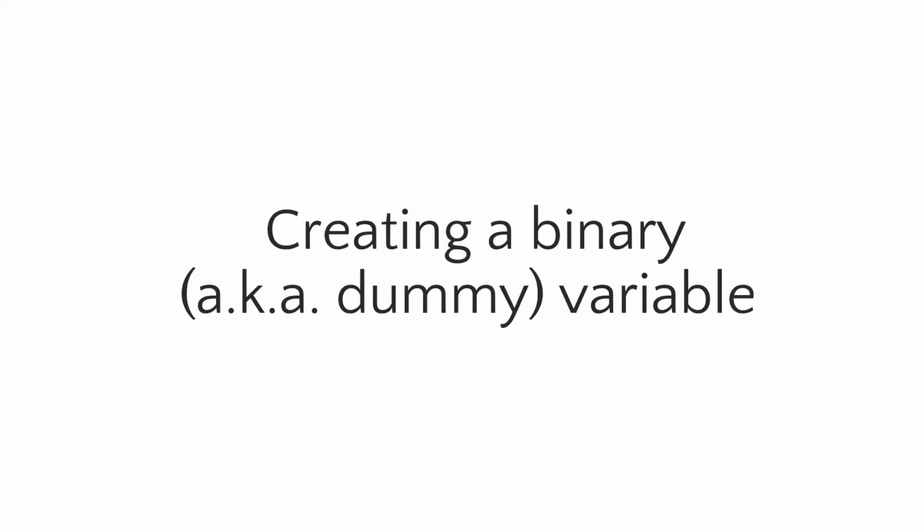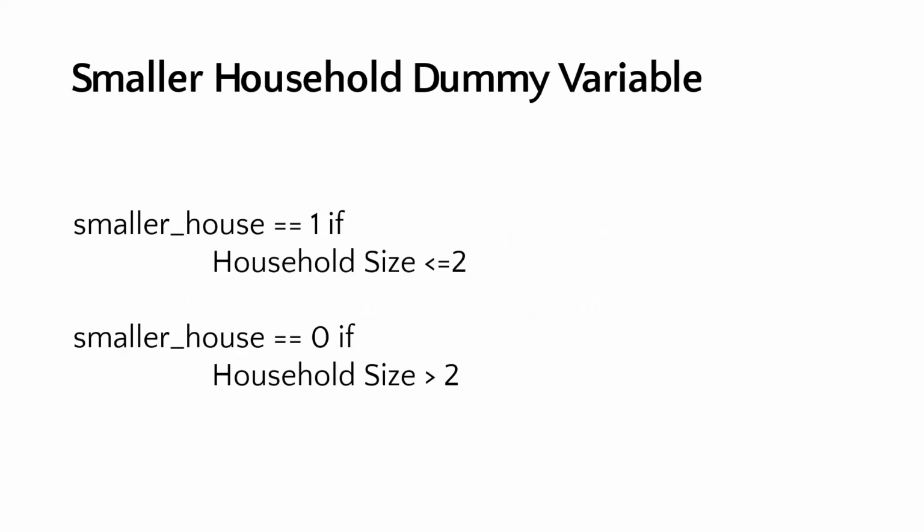In this lecture, we're going to learn how to create a binary variable in R. Binary variables are variables that can take only two values, usually a 1 or a 0. These variables are also known as dummy variables. The plan for today's lecture is to learn how to create a smaller household dummy variable in the dataset that we are working with.